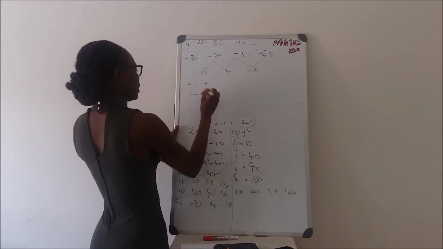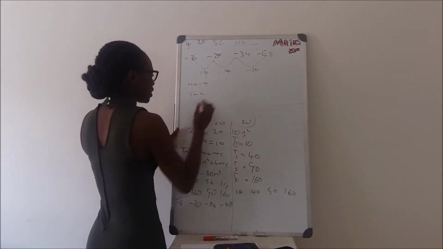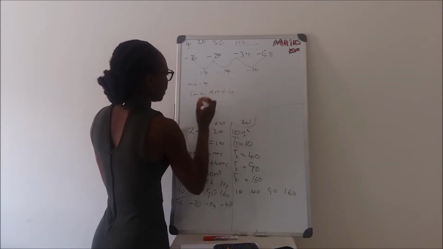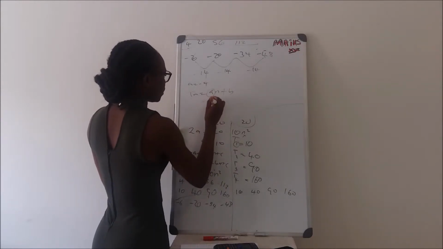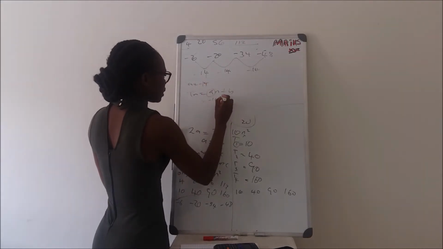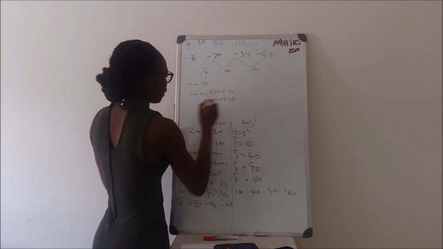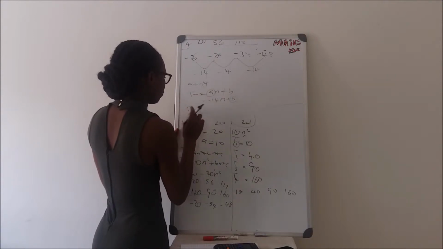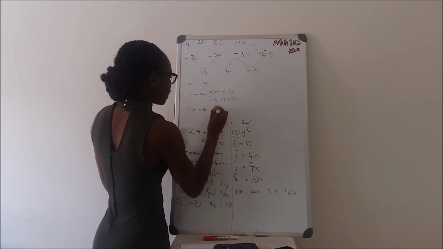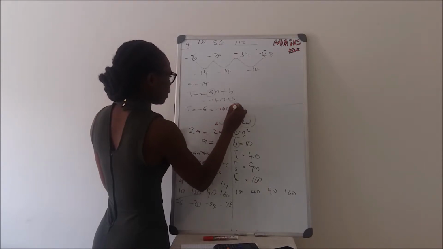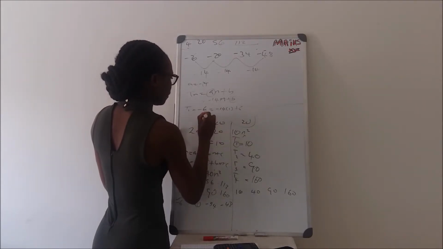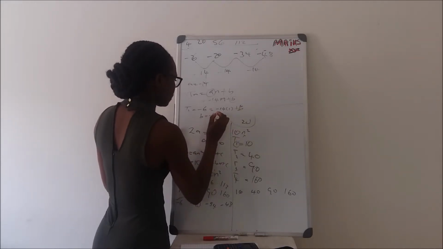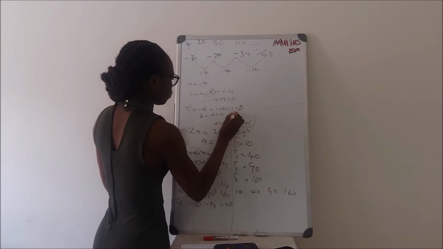We use the linear sequence and series equation, which is Tn is equal to an plus b. We already have our a, which is negative 14, so we need to find b. We use T1, which is equal to negative 6, equals negative 14 into 1 plus b. Our b is equal to negative 6 plus 14, which will be 8.